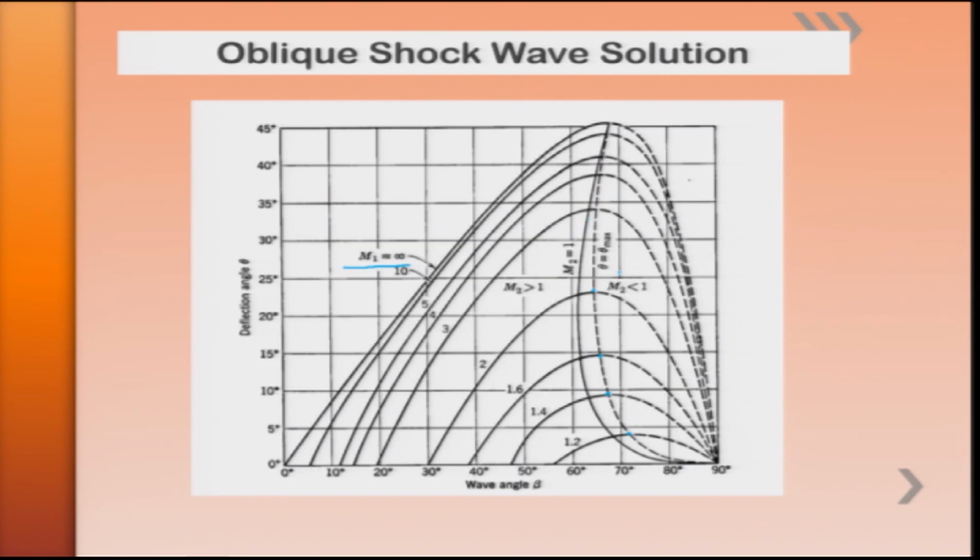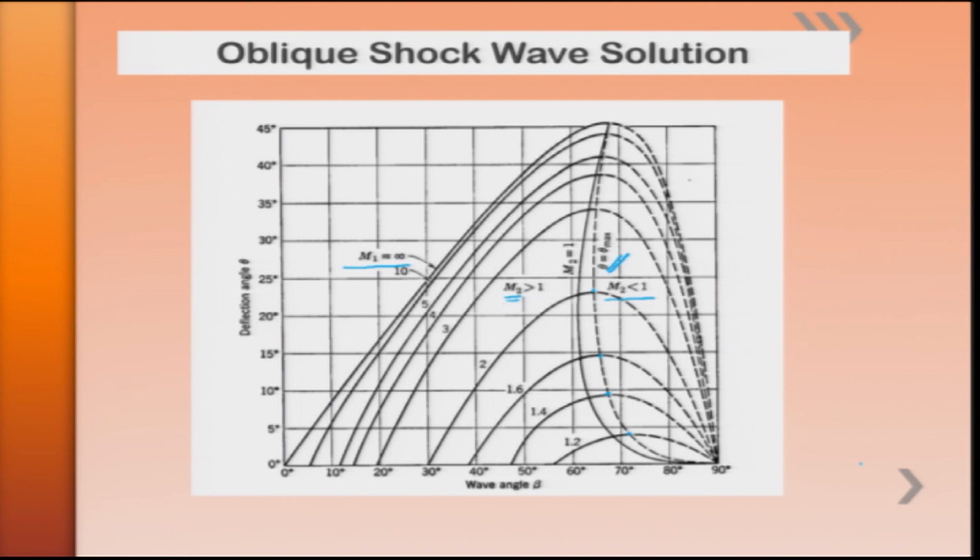This dotted line represents theta maximum, and the downstream solution, that is the Mach number, is represented as M2. You can see here that on all these theta equal to theta maximum curves, the left hand side is denoted as M2 greater than 1, whereas the right hand side is shown as M2 less than 1, that is the subsonic solution, and the left hand side is the supersonic solution downstream.